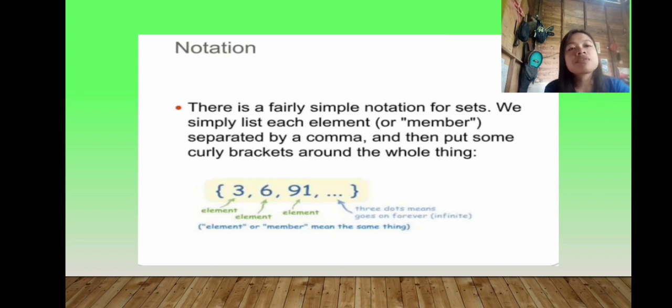Notation. There is a fairly simple notation for sets. We simply list each element or member separated by a comma and then put some curly brackets around the whole thing. The numbers 3, 6, 9, 12 are elements, and the three dots mean it goes on forever. In short, we call this one an infinite set. Element or member mean the same thing.